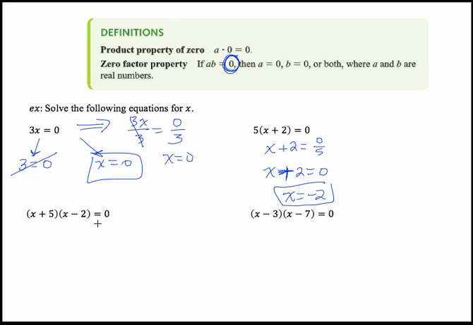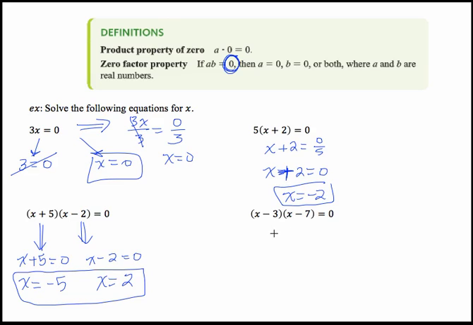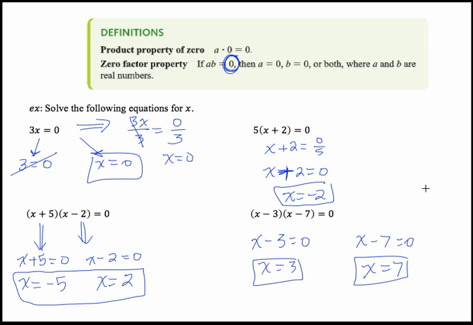Now this only works if you have 0 on the right side though. So pause the video, try these next two. I like to write it like this, and I recommend you do as well. Actually write one factor equals 0 and the other factor equals 0, and then solve each of those equations for x, and that gives you your two solutions. Here we'll have x minus 3 equals 0 and x minus 7 equals 0, so x equals 3 or 7. We'll solve this equation.